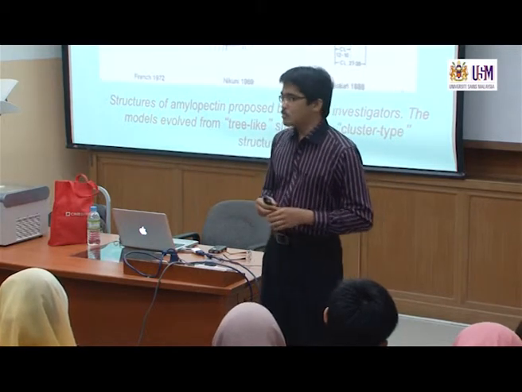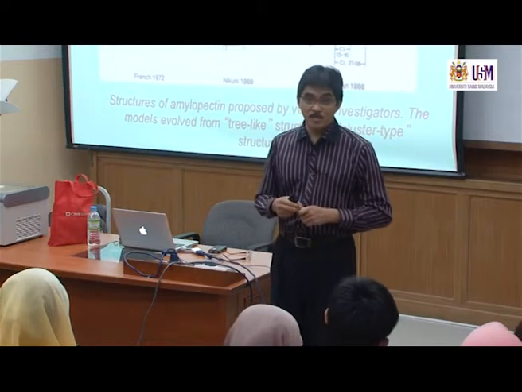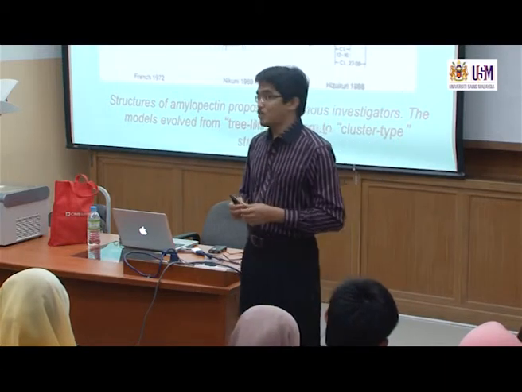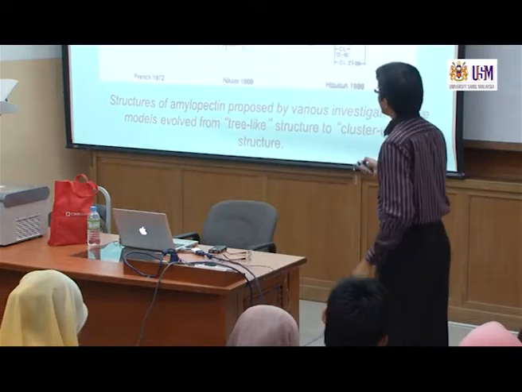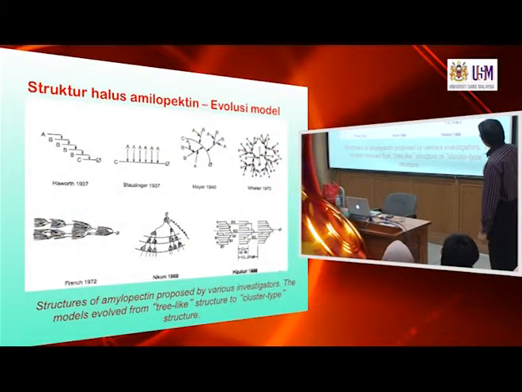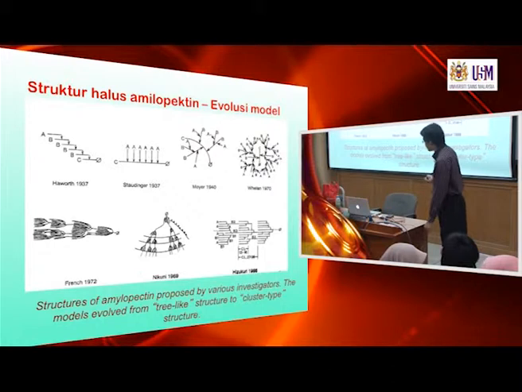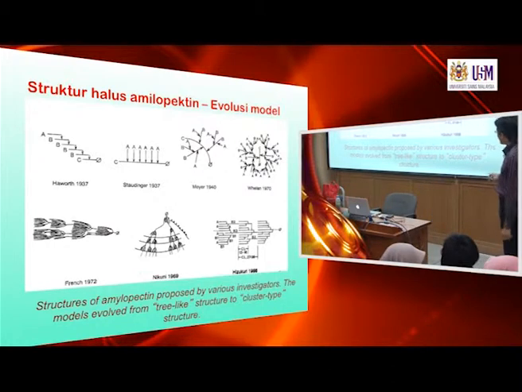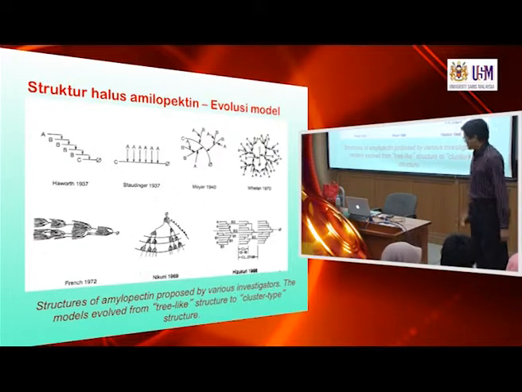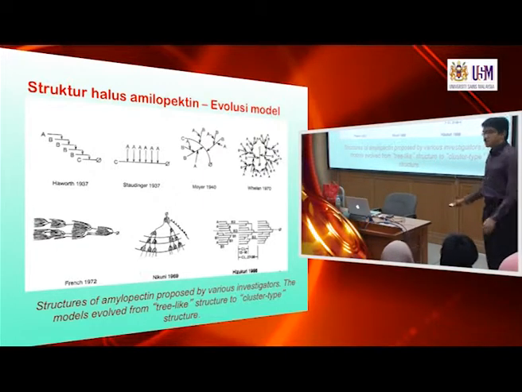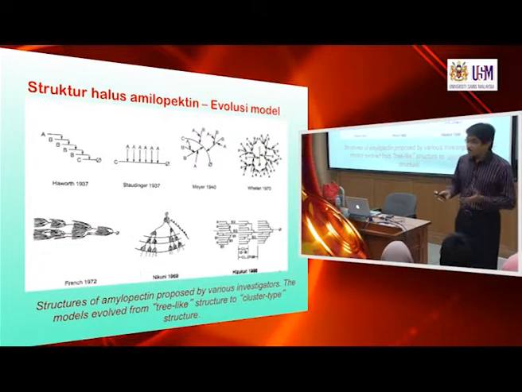Scientists have been very interested to study the structure of amylopectin, especially because amylopectin is a complex molecule. So you can see, since 1937, there are Haworth, Staudinger, Mayer, Whelan, Ranch, Nikuni, and finally, not to say finally, but Hizukuri in 1986 or 88. He came up with this structure which is now widely accepted.